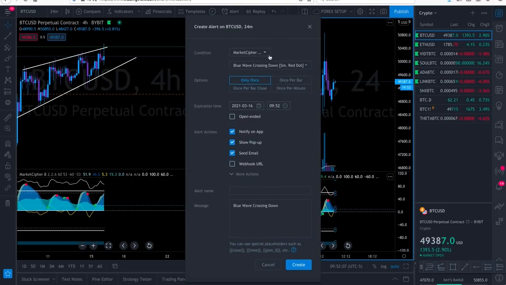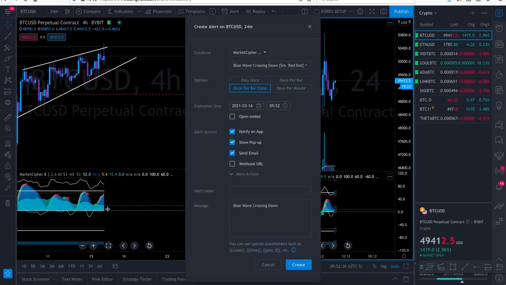And here you're going to be able to add any alert you want, like a small red dot. Always click once per bar close, because this will give you a notification after the candle has already confirmed. You don't want to enter into a green dot that's going to unprint. It's not officially a green dot until that candle closes. So once per bar close, and then notify on app, show a pop-up on your screen, send an email. Make sure you get this notification on your cell phone if you're not by your computer.